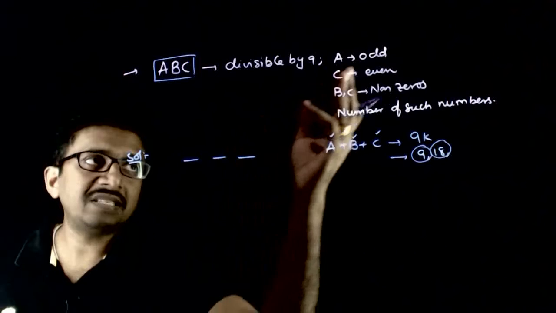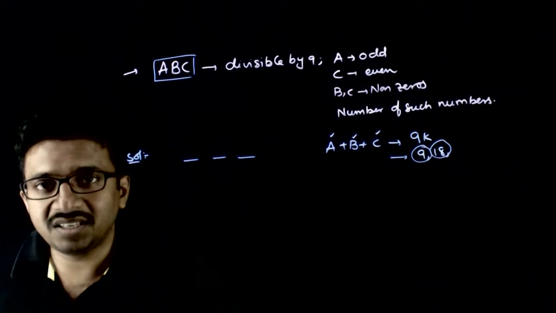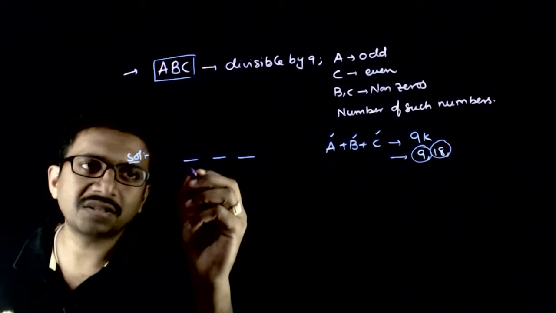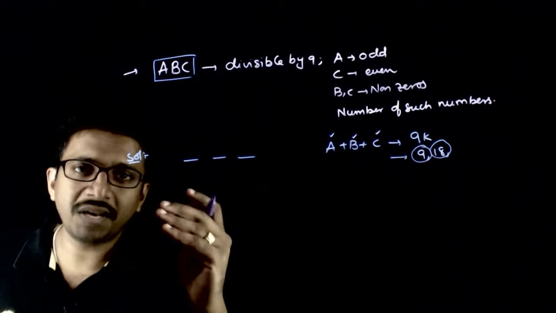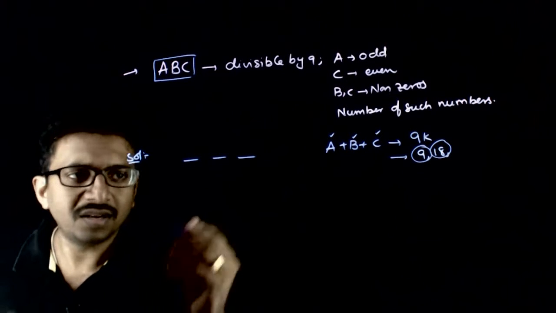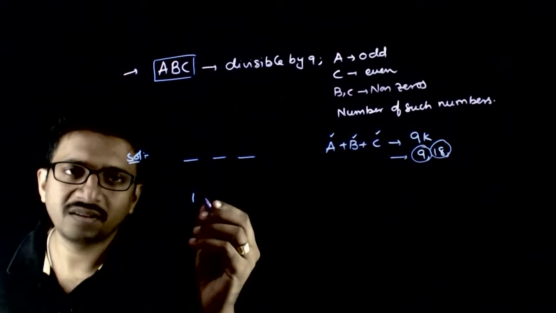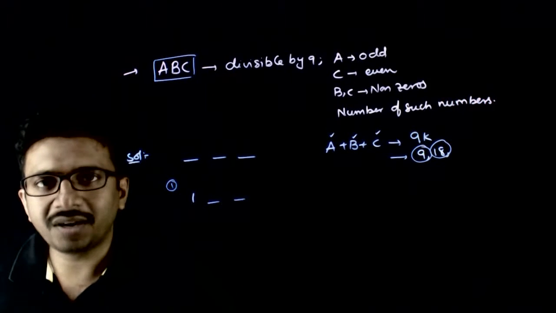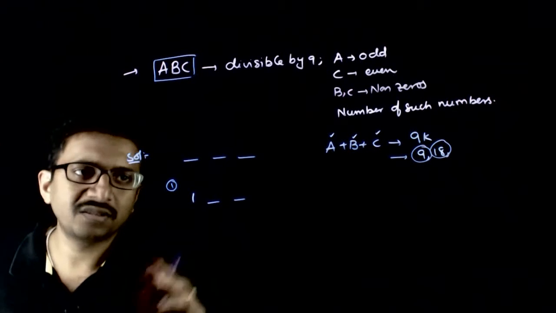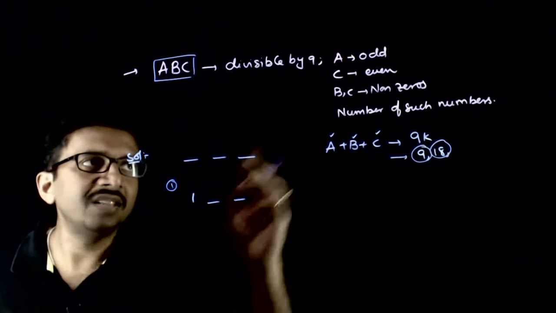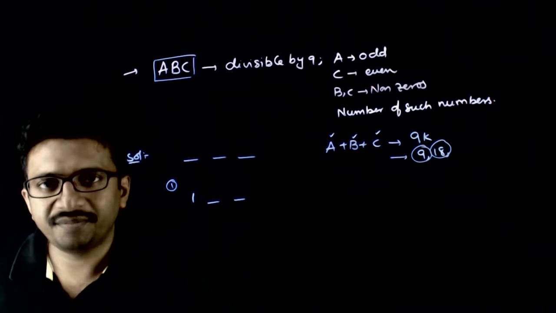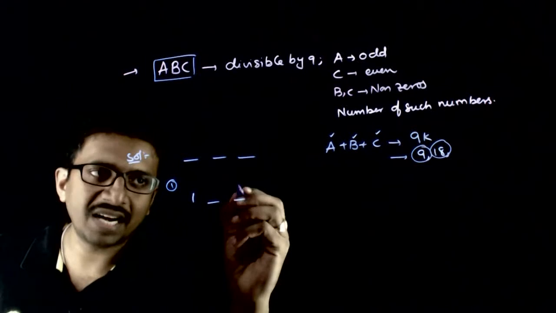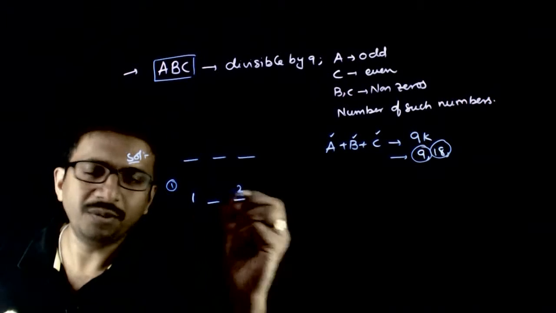Next, the first digit is odd. So let us start our analysis. If the first digit is odd, the first digit can be 1, 3, 5, 7 or 9. So let us take the first digit as 1 and try to find the cases. If the first digit is 1, what can be the next digits? The last digit has to be even and not equal to 0, so the last digit can start with 2.